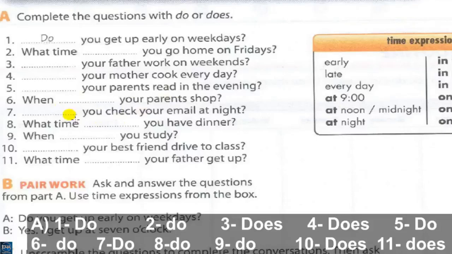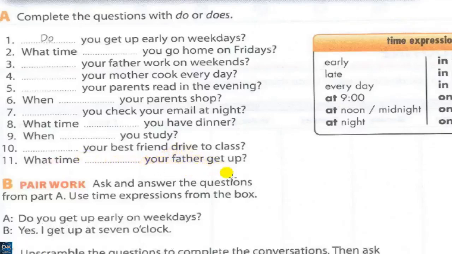Number 7. Do you check your email at night? Number 8. What time do you have dinner? Number 9. When do you study? Number 10. Does your best friend drive to class? Number 11. What time does your father get up? Your father, he. What time does he get up?